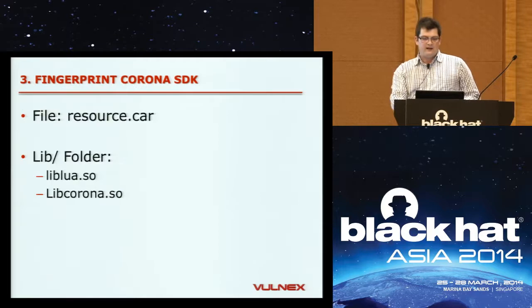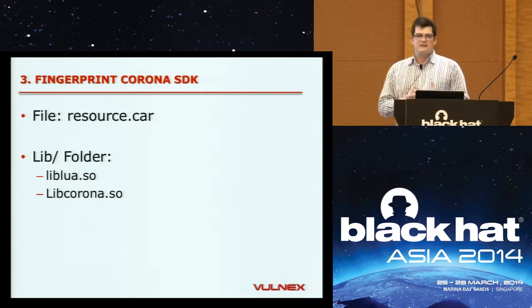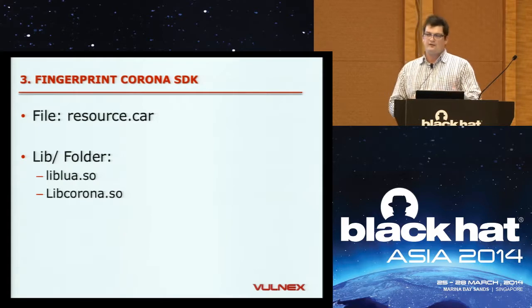Fingerprinting a Corona application: again, the entire application gets built into a resource.car file. So when we find this file, that means it's a Corona SDK. In the case of Android, we can also find the lib folder with liblua and libcorona. So now we know this is a Corona application.